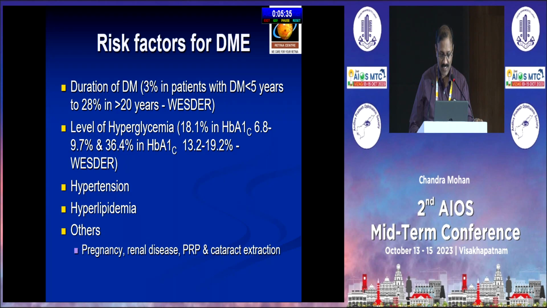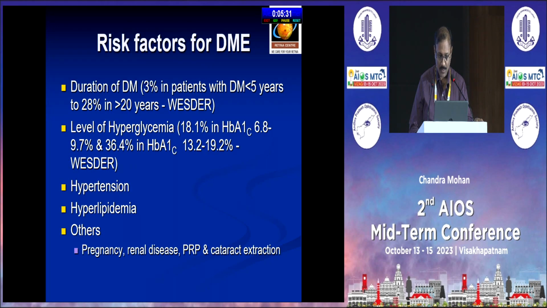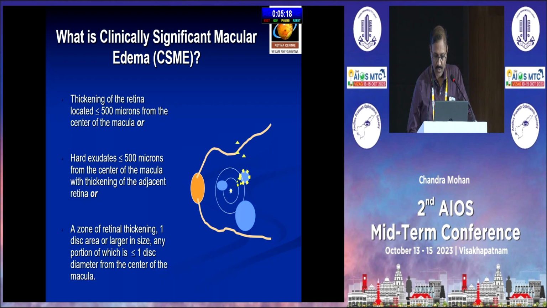There is an increase in incidence with increase in stage of diabetic retinopathy, and also with the duration of diabetes, hyperglycemic control, and associated factors like hypertension, hyperlipidemia and other conditions. The gold standard is slit lamp biomicroscopy; ancillary tests are angiogram and OCT.